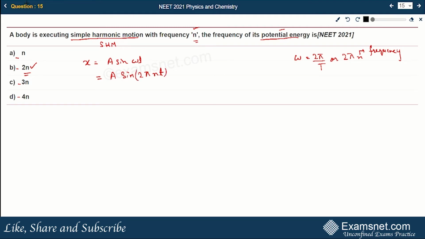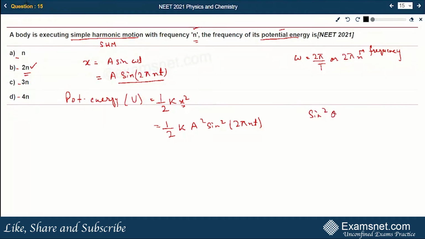Okay, now what will be the potential energy? Potential energy U is given by the equation half k x square. Okay, so let's put the value of x as a sine 2 pi n into t. Okay, half k, and we have to write x square, so we'll write a square sine square 2 pi n into t, right? Now here we have to use a formula from trigonometry that says sine square theta is equal to 1 minus cos 2 theta divided by 2. Okay, here theta is what? 2 pi n into t. Okay, so this is your sine square theta. In place of this we'll put this value.